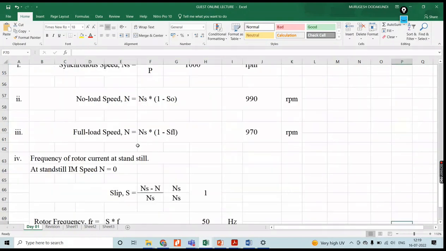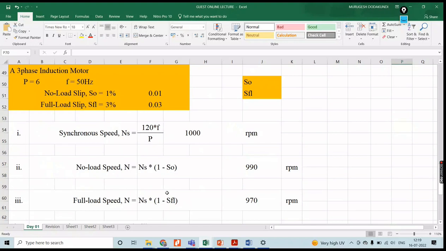Does anybody have any doubt about this problem? You can ask.